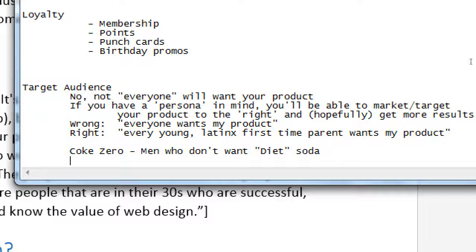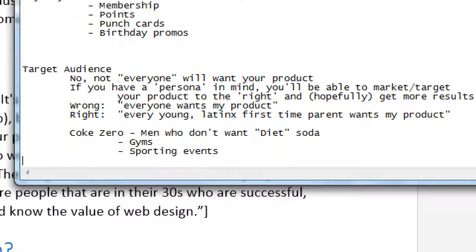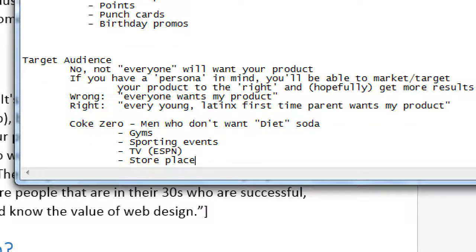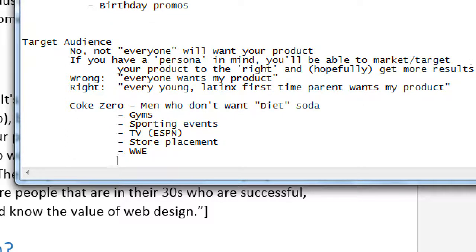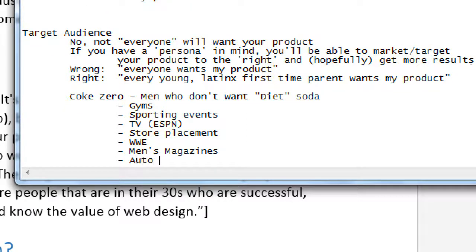They are then going to create all of their marketing material to focus on that audience. Maybe putting their product advertisements in places where men might see it. So what could be avenues where Coke Zero could be marketed? Gyms. Gyms, sure. Sporting events, TV channels. Next to the razors. Store placement. Okay. What about men's magazines? Auto magazines. Yeah. So we have various places where we can target this product to the right target audience.